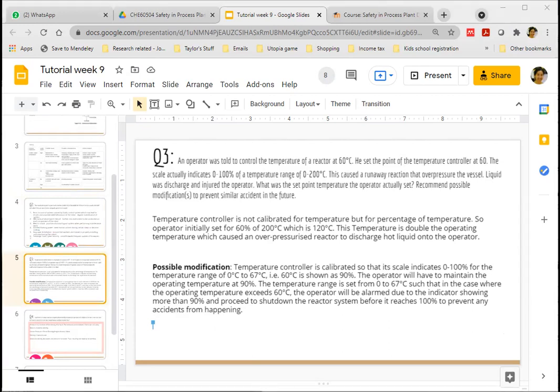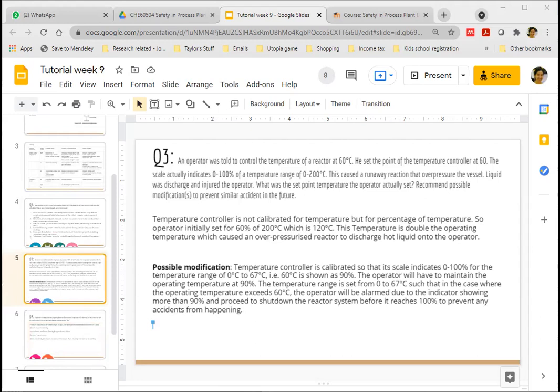The scenario that we thought was that the temperature controller was not calibrated for the temperature, but for the percentage. But we are not sure whether this is how the system works. The operator initially set it at 60%, so 60% of 200 degrees Celsius, which was 130 degrees Celsius. Which means the temperature is double the operating temperature, because the operator was told to maintain the operating temperature at 60 degrees Celsius.